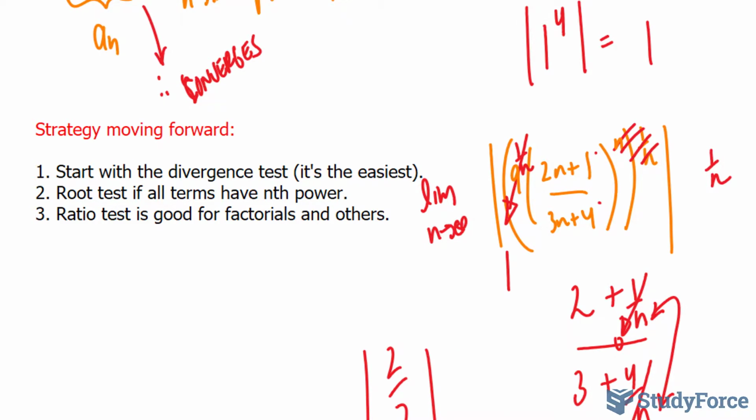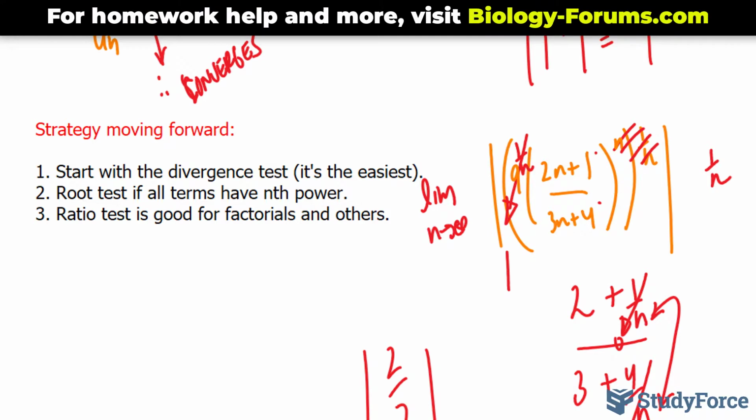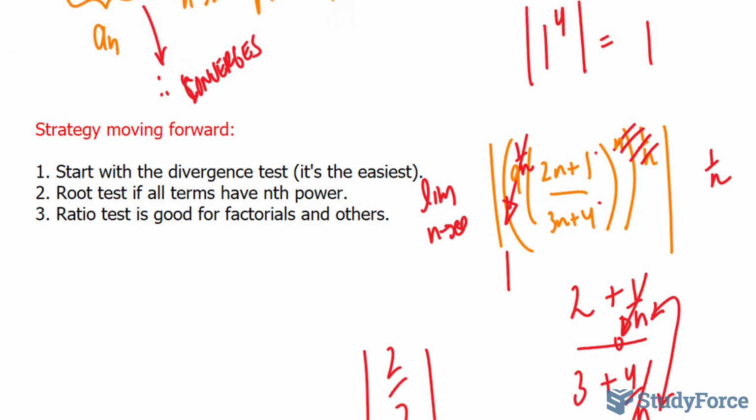Now moving forward, you should be using these strategies to find out whether your infinite series converges or diverges. Always start with the convergence test, also known as the limit test, and I do have 2 videos on that. Then try the root test if all of the terms have an nth power. Notice the 2 examples here both had an nth power. And finally, end off with the ratio test, which is good for factorials and generally for others.